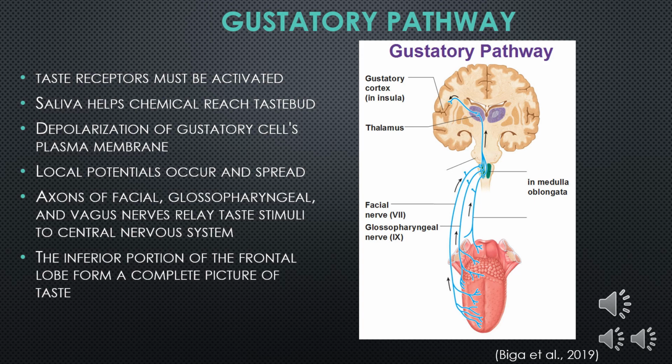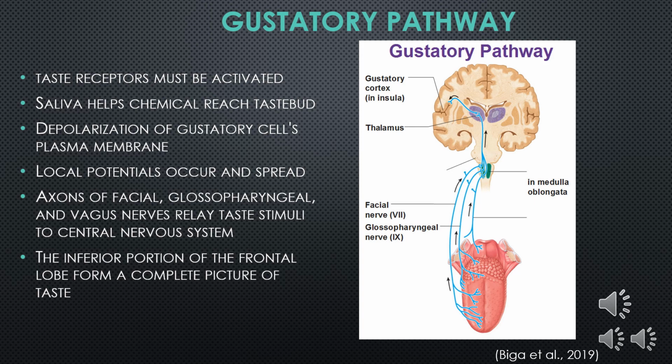First, depolarization of the gustatory cell's plasma membrane occurs due to changes in ion movements. The depolarization of the membrane initiates the opening of a voltage-gated calcium ion channel, which allows calcium ions to enter the cell. This typically results in a local potential. Gustatory cells don't generate action potentials as they are small enough that a local potential spreads rapidly across the membrane. Therefore, the action potential could be unnecessary.